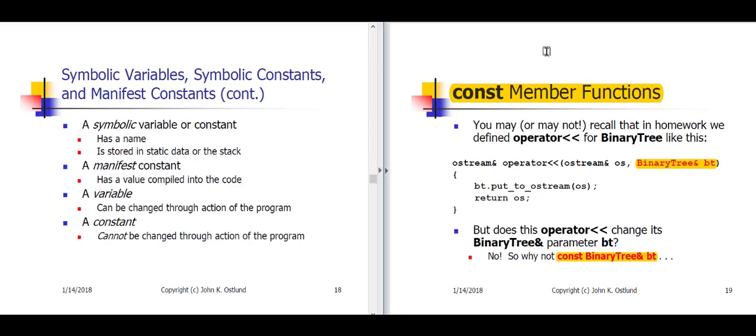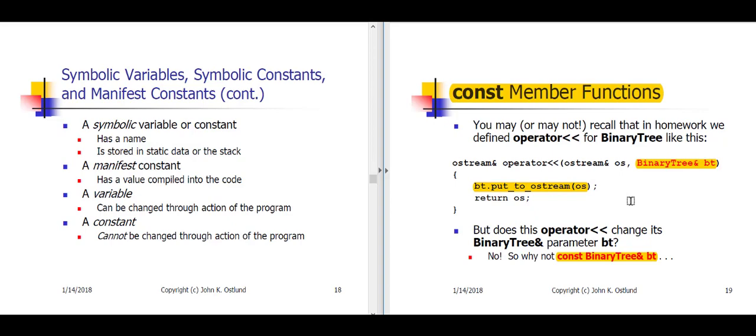The picky technical reason why we didn't do that is that in the implementation of this insert operator, we invoked another member function, put2ostream, on that argument binary tree object. And in order for us to be able to invoke put2ostream on this binary tree object, the compiler has to have some way of knowing that put2ostream will not change the binary tree object. And there's nothing about how we wrote put2ostream that tells the compiler that put2ostream will not change the current object.